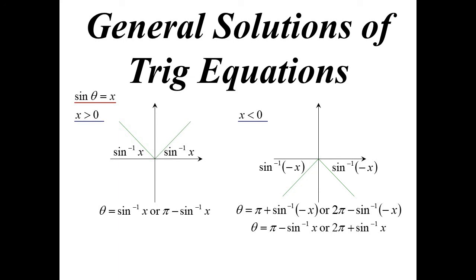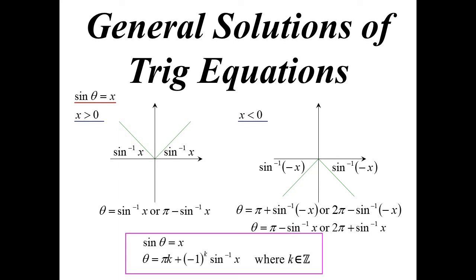So we could generalise it by saying, if the sine of theta is x, it'll end up being pi k plus negative 1 to the power of k inverse sine of x, and k is some integer. So that way, if k is an odd number, we know it's minus inverse sine of x. If k is an even number, it'll be plus the inverse sine of x. But that will create every possible solution.